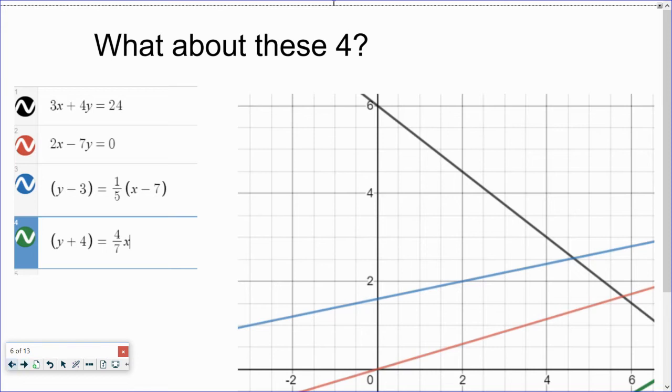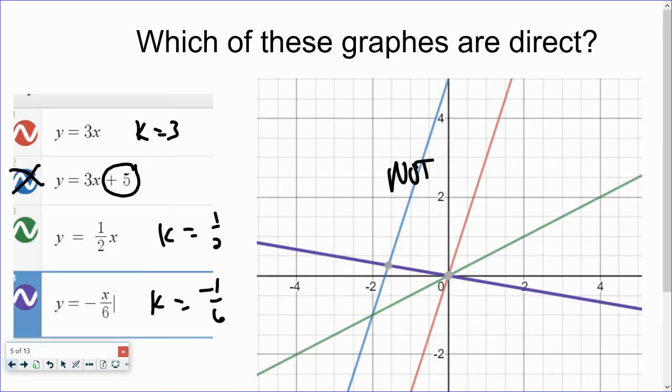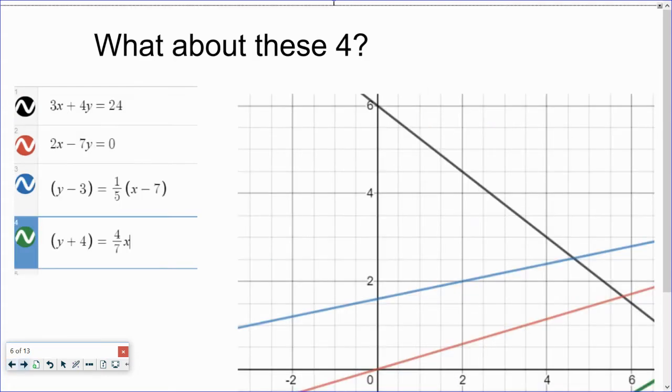You notice on the last slide, every equation was in slope-intercept form. Now, what happens if your line is not in slope-intercept form? What if it's in standard form? What if it's in point-slope form?